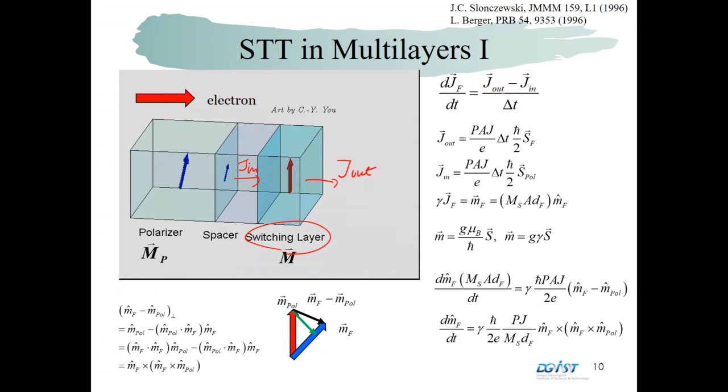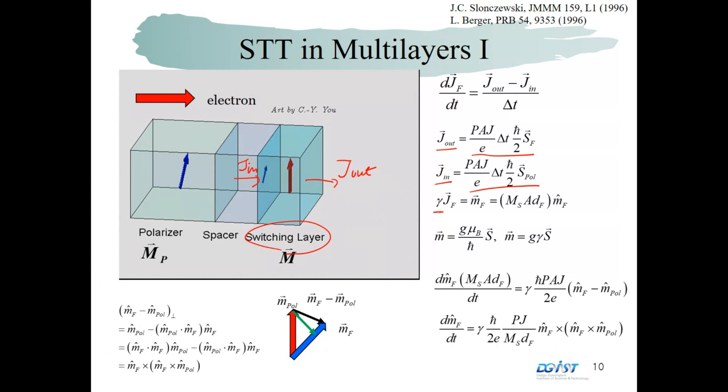This is the outgoing angular momentum. This is the incoming angular momentum. So we have to calculate the difference between them, and that happens in the time T. And we already know the J out, J in is this angular momentum. If you have any questions during my explanation, please ask, because this is a very important point.